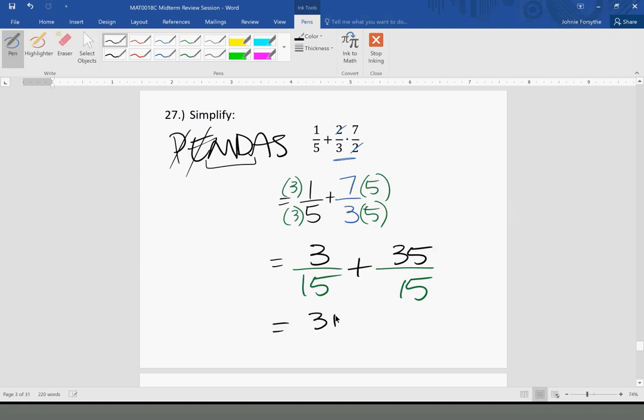3 plus 35 is going to be at the top over 15. And so 3 plus 35 is 38 divided by 15. And then I don't have any common factors because 3 can't be divided into 38. 5 can't be divided into 38. So this is my final answer, 38 over 15.